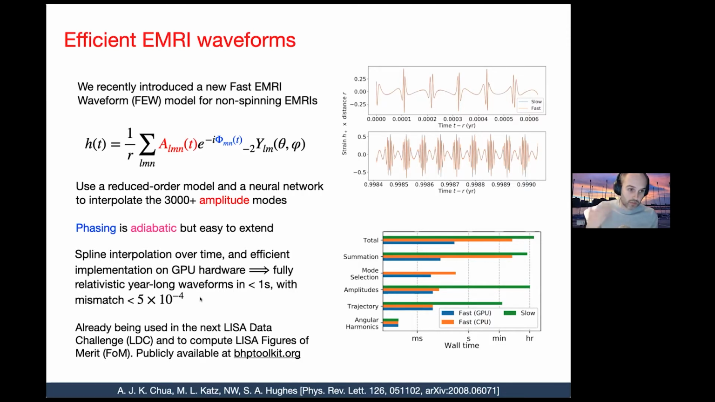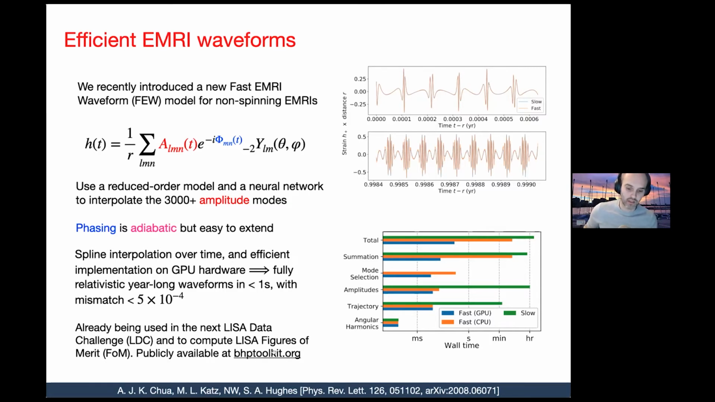And so that's the first time we've had, I say fully relativistic, which is a first order mass ratio in this expansion, fully relativistic waveforms. So they're making no weak field approximations and no kludging of the waveform sort of approximations. These waveforms have already been used now in the next LISA data analysis challenges, as well as computing figures of merit. And all this software is publicly available.